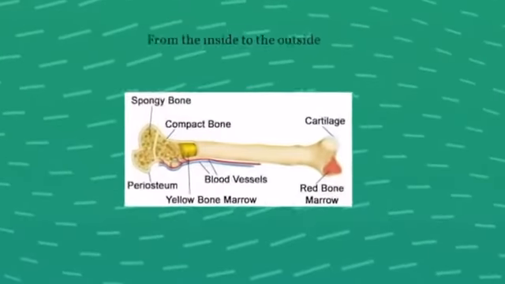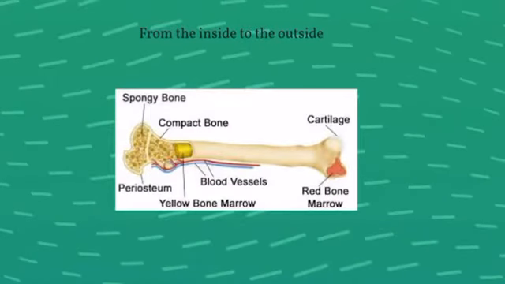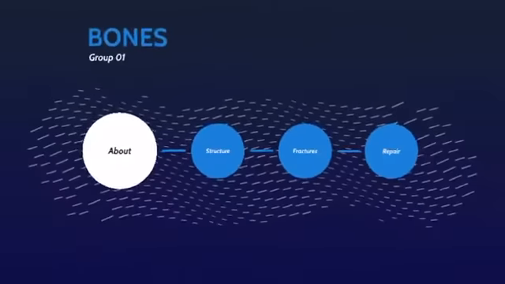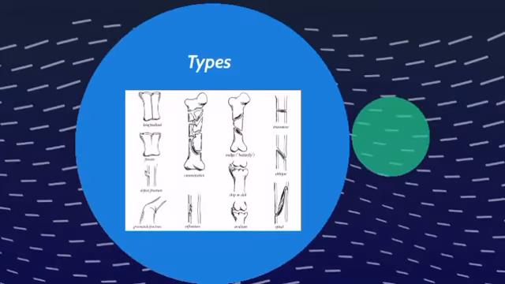But how do they look from the inside? Well, from the outside to the inside, we can see periosteum, spongy bone, compact bone, blood vessels, yellow bone marrow, and red bone marrow. Some of them also have cartilage on the outside that helps them communicate and articulate with other bones. Unfortunately, nothing is perfect and bones break.